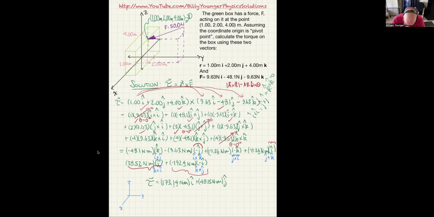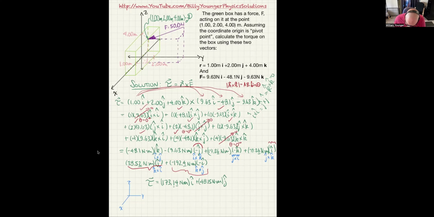So that should be right. I want to double check that negative sign. I got the 9.63 from I hat cross j hat, and I hat, yeah, that is right. That is the I hat cross k hat. Yeah, that was 9. Okay, so that works.